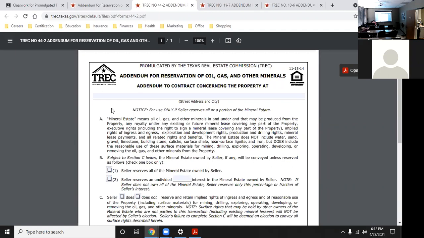What this is for is that if the seller wants to reserve mineral rights, then they would basically have this addendum attached. I just actually did a transaction where the seller of the property we're buying wanted to reserve mineral rights. They wanted to reserve 75% of the mineral rights on the property. You do not see this a lot, but you will see it every once in a while. Like I said, I just dealt with this. We closed on it like a week and a half ago or something like that. So you will see this every once in a while.